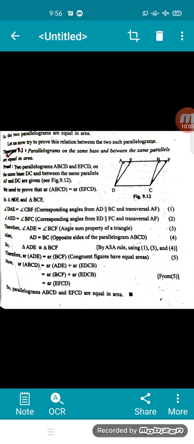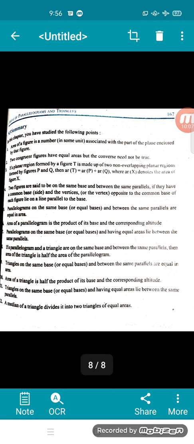Theorem 9.1 I have already explained to you. Now the last part, that is the summary. Summary is very important, revising all the points again. The first point says that area of a figure is a number associated with the part of the plane enclosed by that figure. Two congruent figures have equal areas, but the converse need not be true.